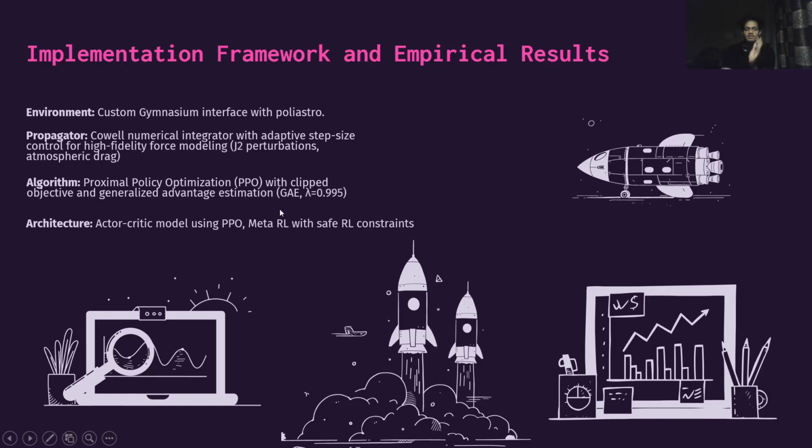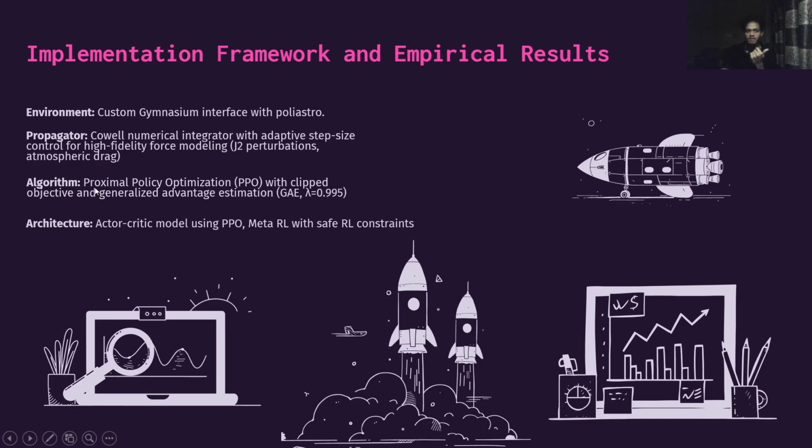And then implementation. Let's talk about the implementation, what we have done. The custom gymnasium interface with Poliastro. Poliastro is the module we have used as the physics engine, but it has a limitation that it can't run on a GPU. So I had to train it with the CPU, but I used parallelization in running scenarios, in running these trajectories, such that I could run around 6 to 8 trajectories at a time in parallel on my CPU. So for the propagator, Cowell numerical integrator with adaptive step size. I have also used RK4, Runge-Kutta 4 method, as a fallback for high fidelity force modeling.